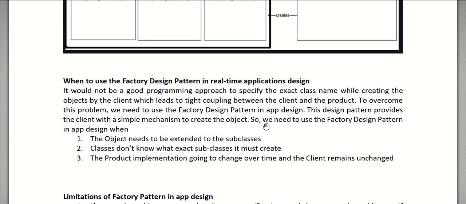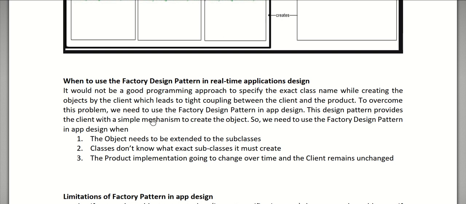So let's go through when to use the factory design pattern in real-time application design. It would not be a good programming approach to specify the exact class name while creating objects by the clients, which leads to tight coupling. Now just take a scenario. I'm going to take you through a programming example, guys, but for the time being, it is not a good practice to directly create objects in your software development, especially if we are working on enterprise grade software. Trust me, guys, this is strictly prohibited. No code reviewer will review or approve your pull requests or code review requests if you follow this kind of approach where you directly instantiate an object by using the new operator.